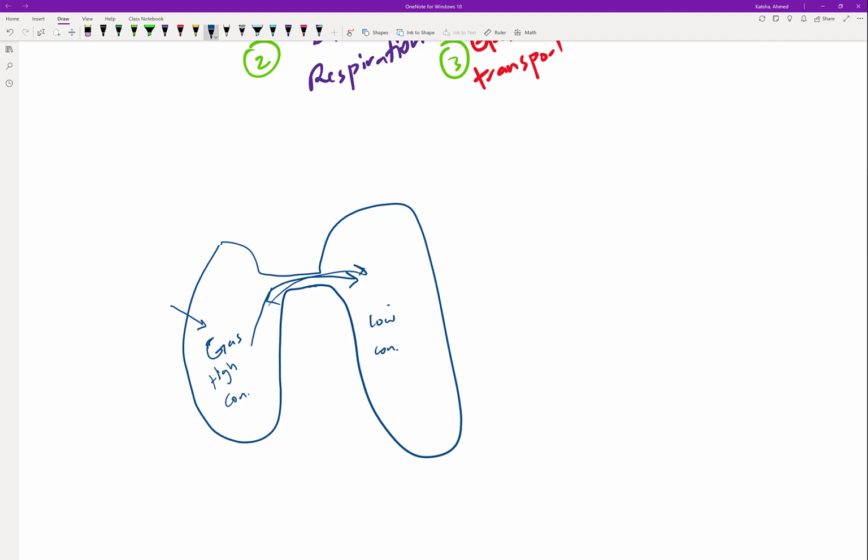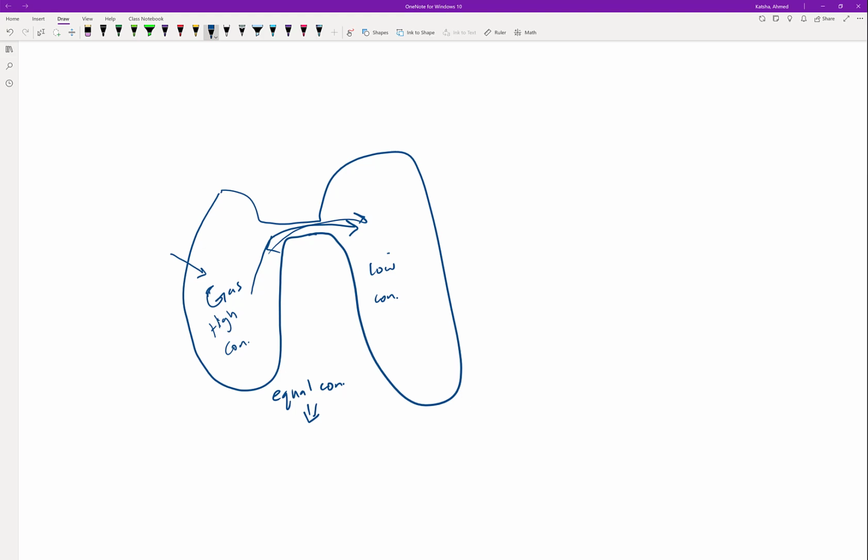And this equal concentration, in this particular case, means you'll have equal gas pressure. Okay, so the gas is moving from the area of high concentration to the low concentration, or technically from the area of high pressure to the area of low pressure. Until when? Until we will have equal gas pressure. Okay? This is one thing we need to establish.